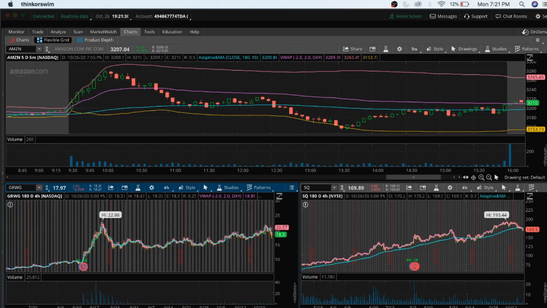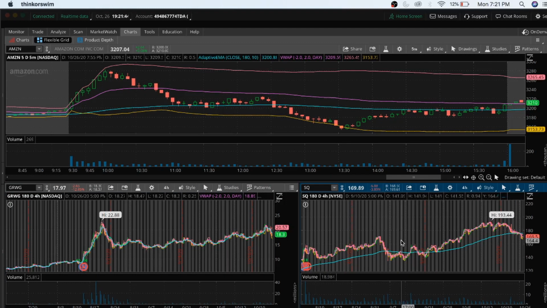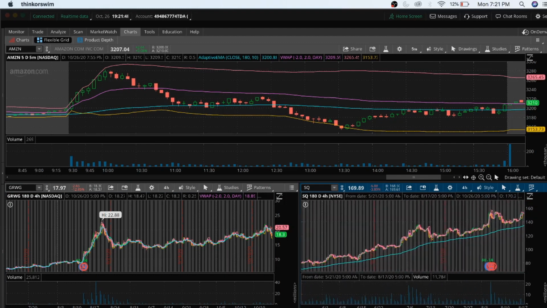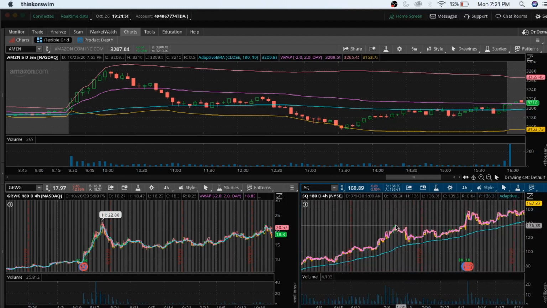But that was another thing, and I'll show you where Square did it. Now Square did it back here. They did it back over the summer. So right here, Square ran up. We're above the EMA. I'll zoom back to the summertime, but this is what they did here, right? So they hit a new all-time high, and they held the line.